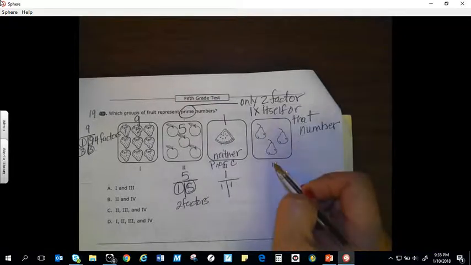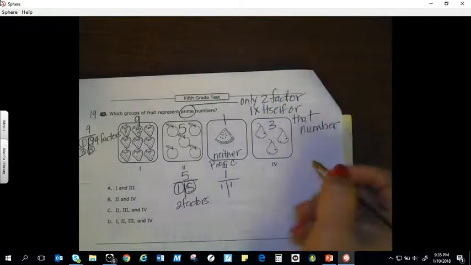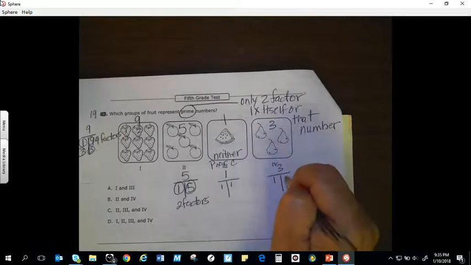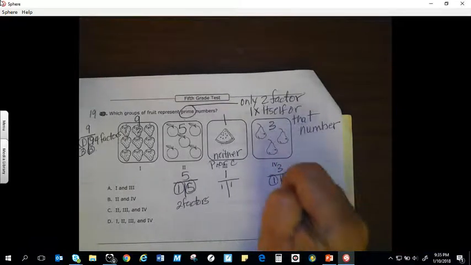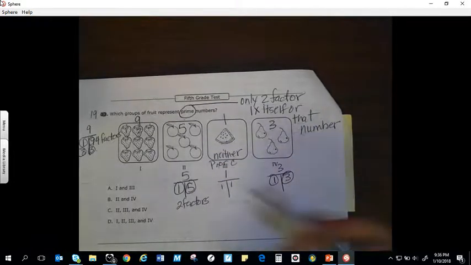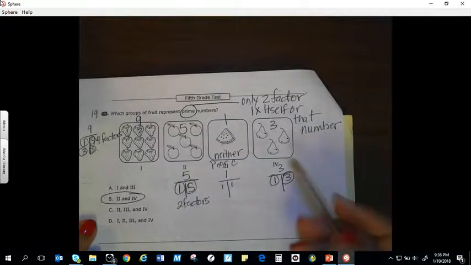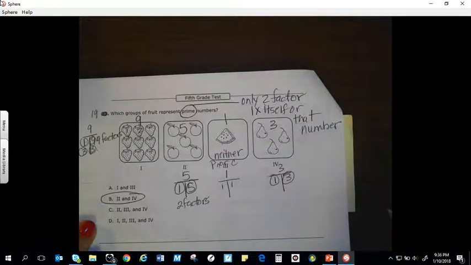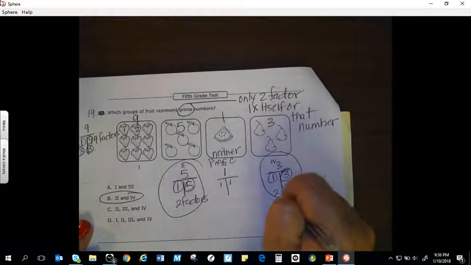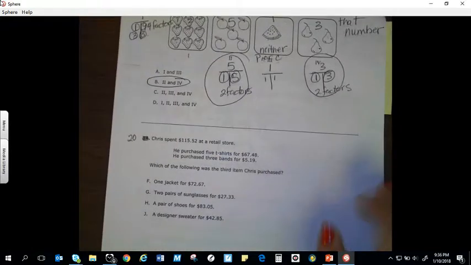And then I have 1, 2, 3, and 1 times 3, and that's it. And so here, the ones that I have, it's going to be B, 3, and 4. These are the 2 factors, and these have 2 factors. Okay? And number 20.